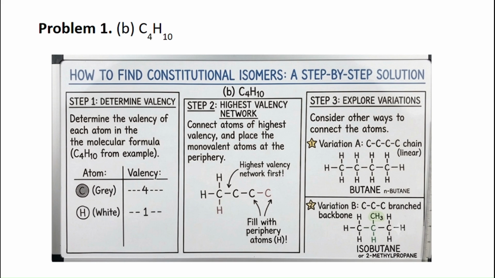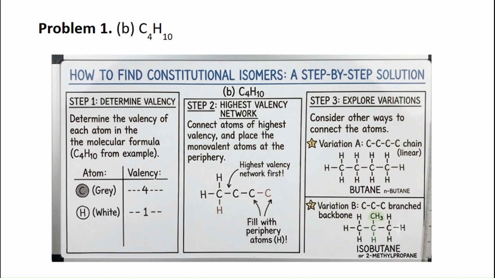Now, fill the remaining valencies of the carbon atoms with the 10 hydrogen atoms for each unique network to complete the structures. Structure 1 from Network A, a straight, continuous chain of 4 carbon atoms. Common name n-butane, IUPAC name butane. Structure 2 from Network B, a branched carbon skeleton where 3 carbons are in a row and the 4th carbon is bonded to the central carbon. Common name isobutane, IUPAC name 2-methylpropane. In summary, there are 2 constitutional isomers for the molecular formula C4H10, butane and 2-methylpropane.